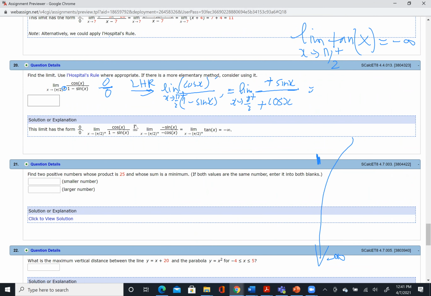Okay, let's look at the solution. Yes, they go by the tangent of x, and they finally just say it's equal to negative infinity. Okay, good. Any questions for this?